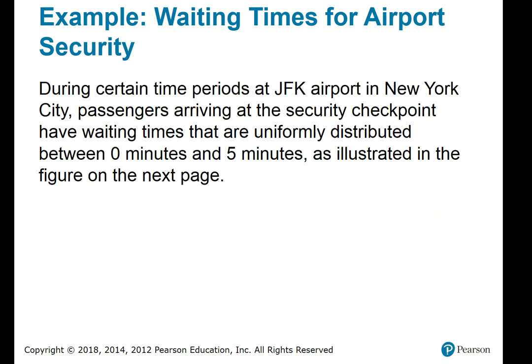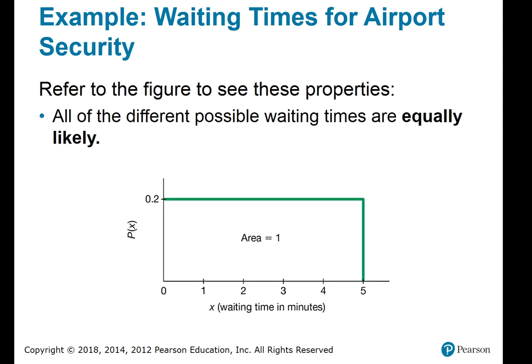Here's an example. During certain time periods at JFK Airport in New York City, passengers arriving at the security checkpoint have waiting times that are uniformly distributed between 0 minutes and 5 minutes. So here's a picture of that. And so all of the waiting times are equally likely to occur.